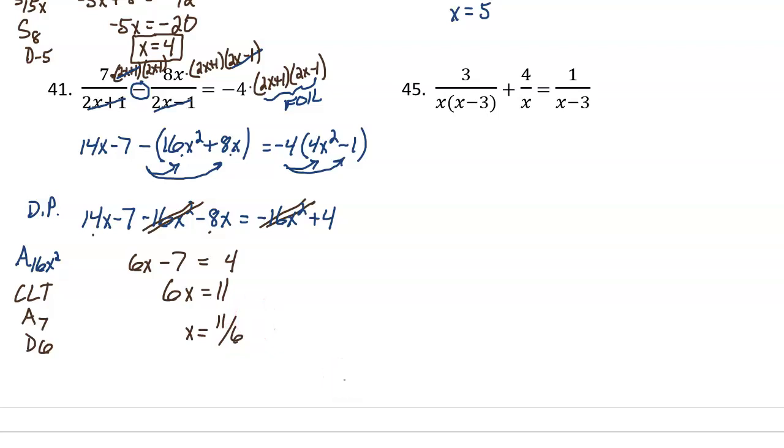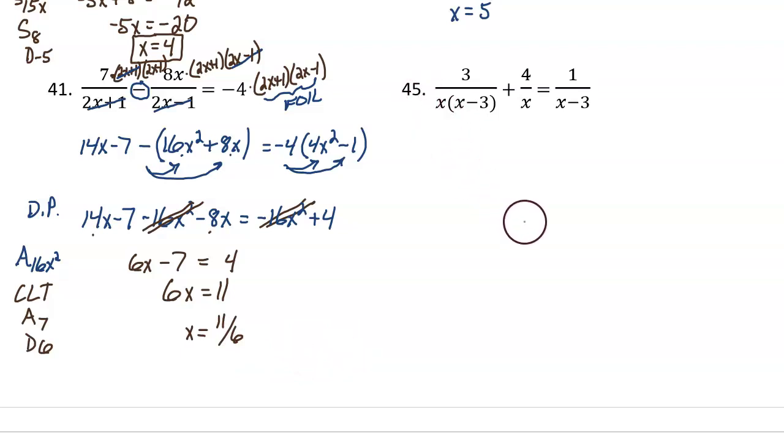There was a variable in the denominator within the original equation, so we need to plug in 11/6 to make sure that doesn't cause these denominators to be 0. If it did, we would cross out that answer and replace it with the words no solution.